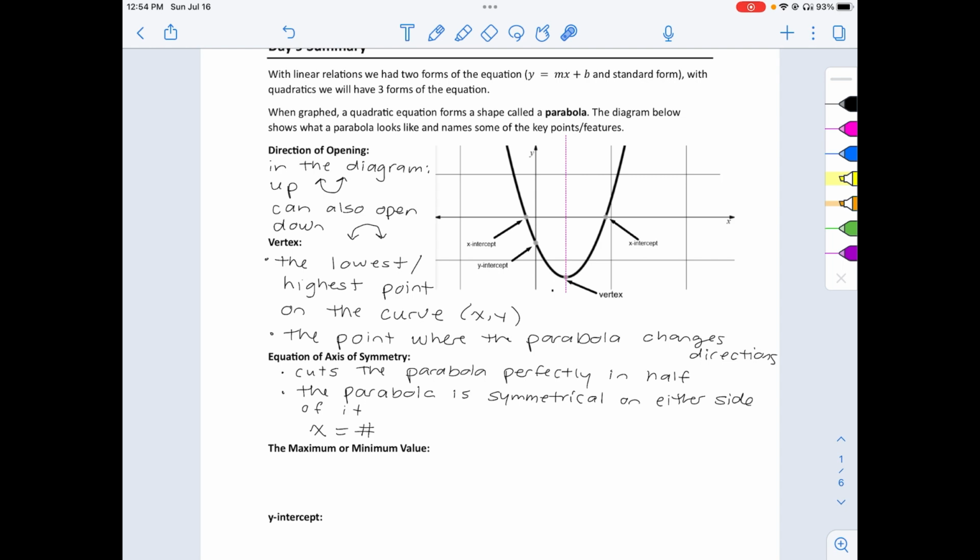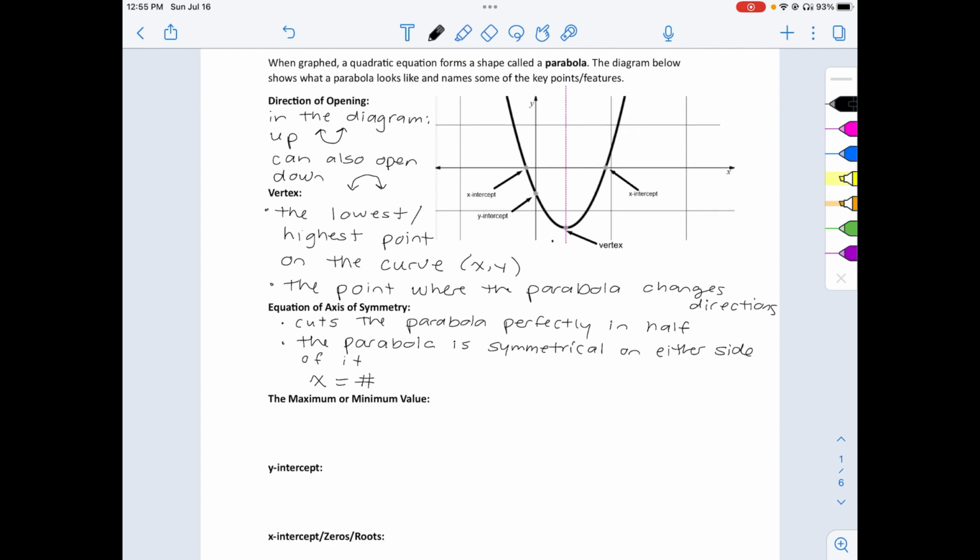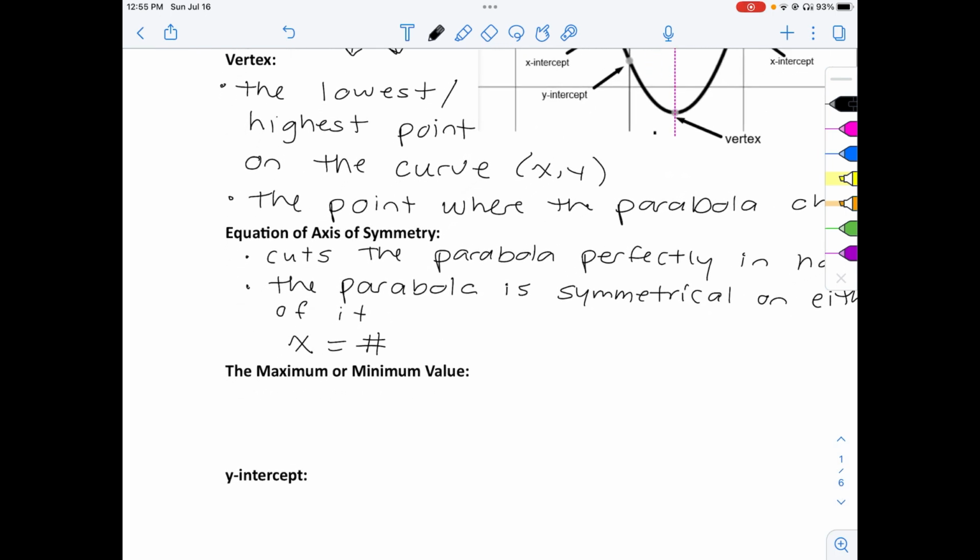So any parabola, whether it opens up or down, will always have an axis of symmetry, and it will always be symmetrical if you cut right through the vertex. So that number is related to the x value of the vertex. The maximum or minimum value is related to the y value of the vertex. You may think, didn't we already talk about the max or min within the vertex? But this is just specifically relating to the y value. So the max or min value is just the y coordinate of the vertex.